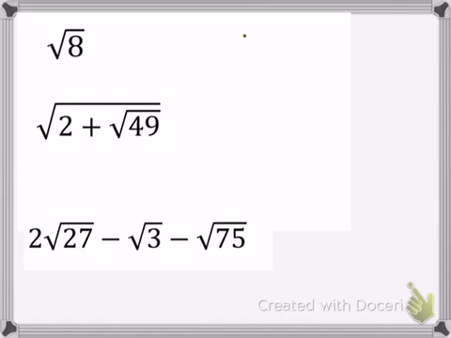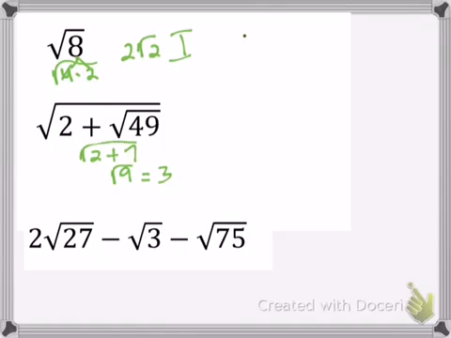Tell me if it's rational or irrational, and simplify. So, radical 8, if I simplify that, 4, 2, 2 on the radical of 2, which is irrational. The next one, radical 49 is 7. 7 plus 2 is 9. Radical 9 equals 3. That is rational.